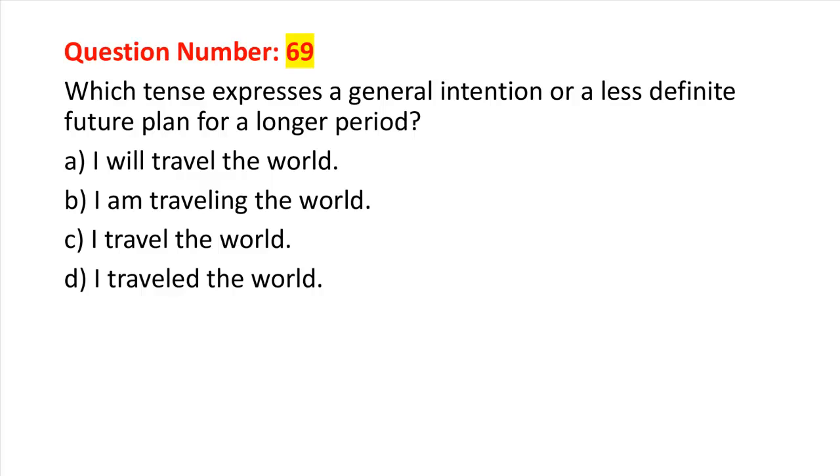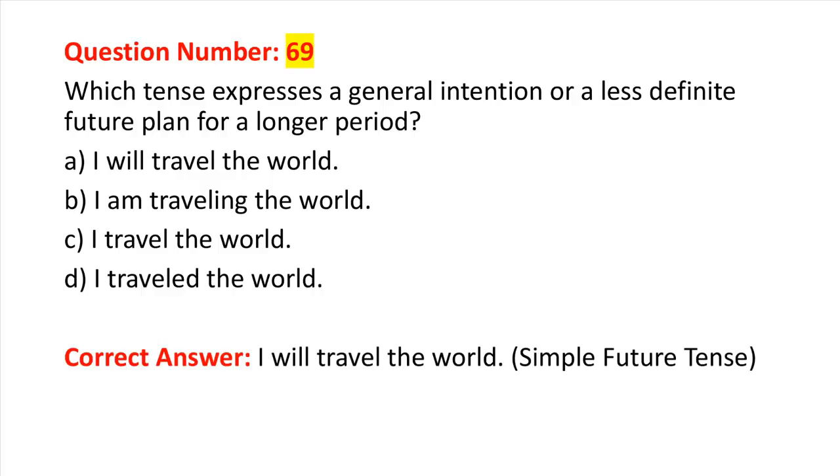Question number 69. Which tense expresses a general intention or a less definite future plan for a longer period? A. I will travel the world. B. I am traveling the world. C. I travel the world. D. I traveled the world. Correct answer, I will travel the world. Simple future tense.